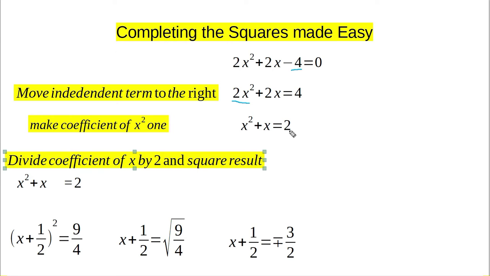The next thing for you to do is to divide the coefficient of x by 2. The coefficient of x in our case here is 1, because if there is no number here, it means it's 1. So we divide the coefficient of the x term by 2, and then you square the result. So I divide 1 by 2, and then I square the result.